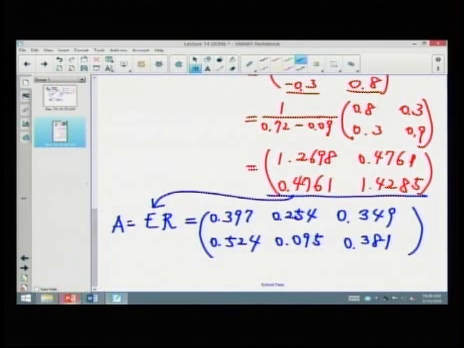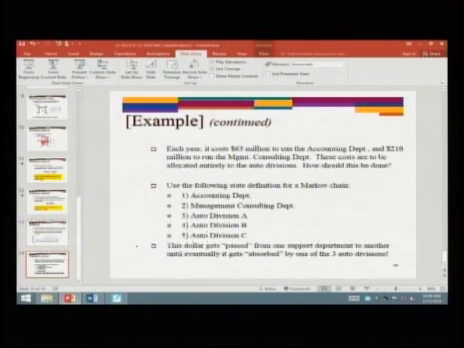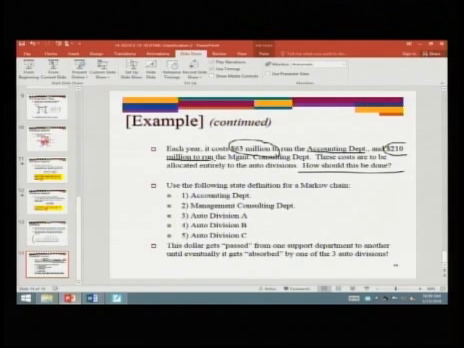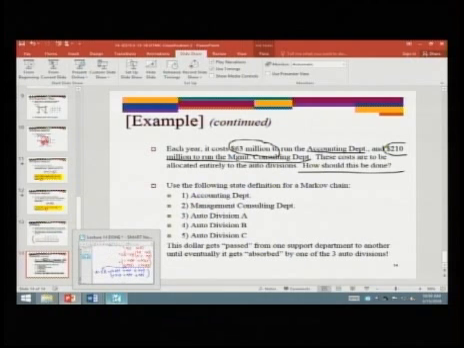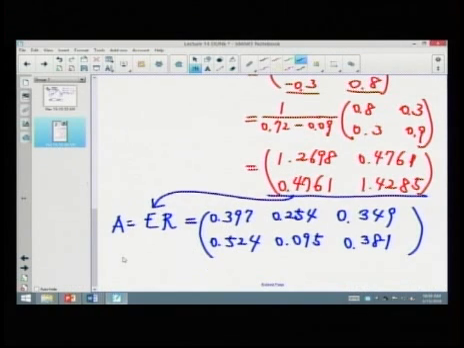Okay, so how do you answer this question? How do you allocate this amount of money, $63 million, to run the accounting department, and then $210 million to run the management consulting department? How do you allocate this money to those 3 auto division departments? So how do you answer that question?